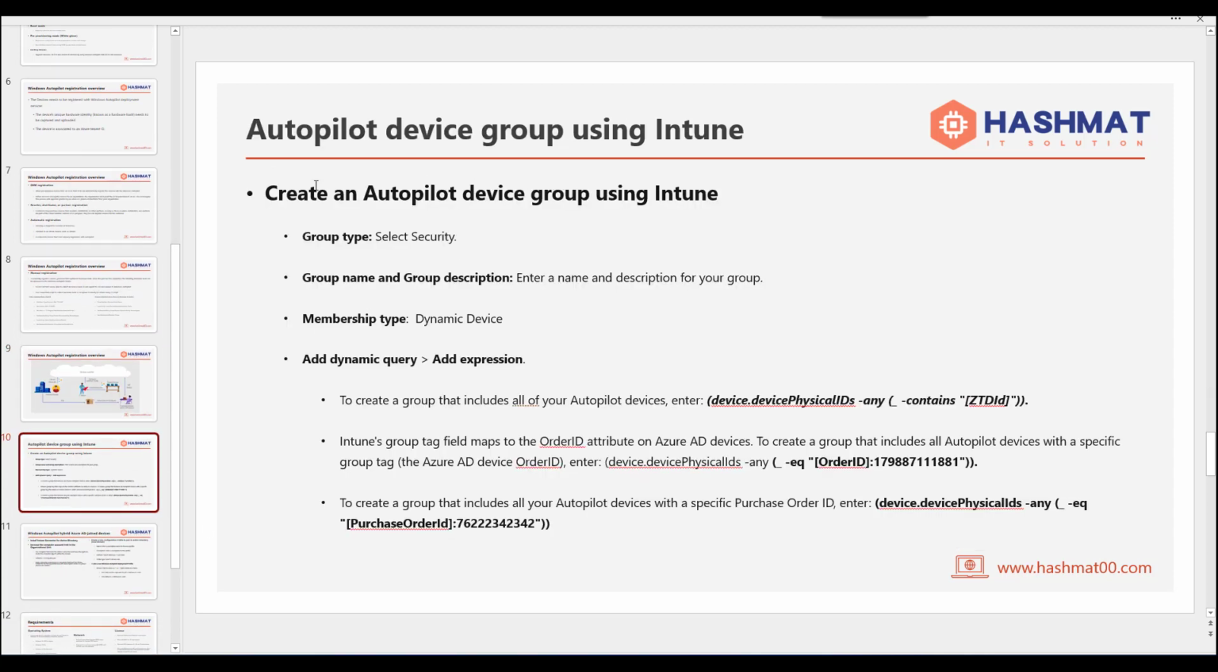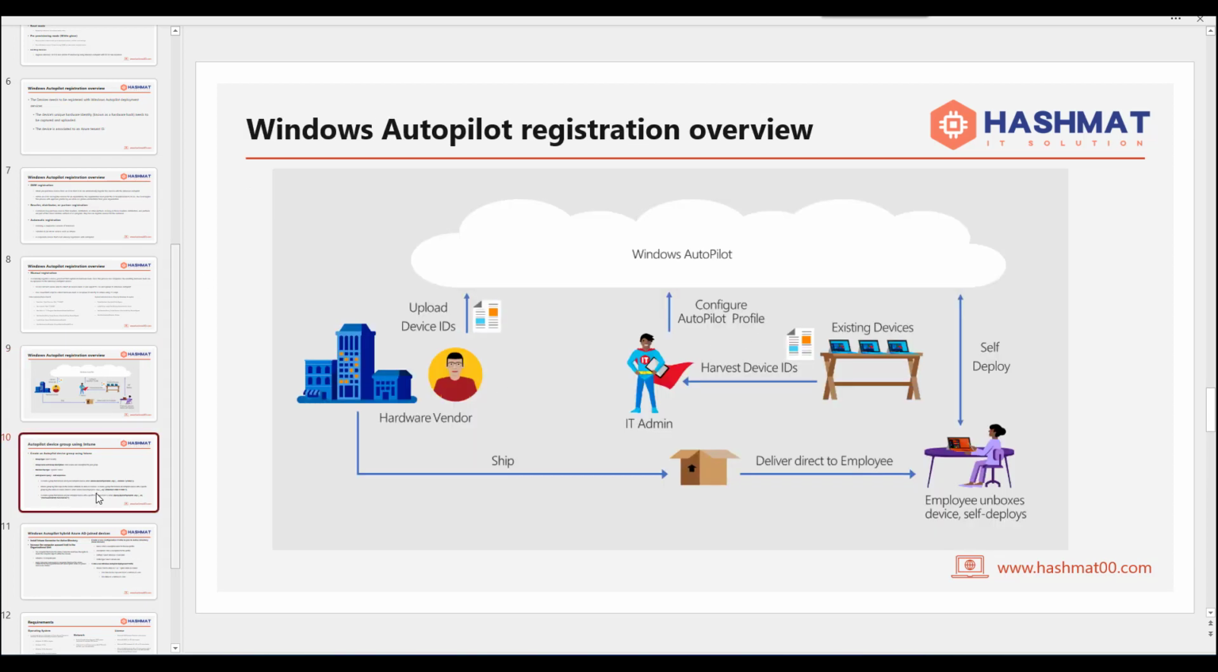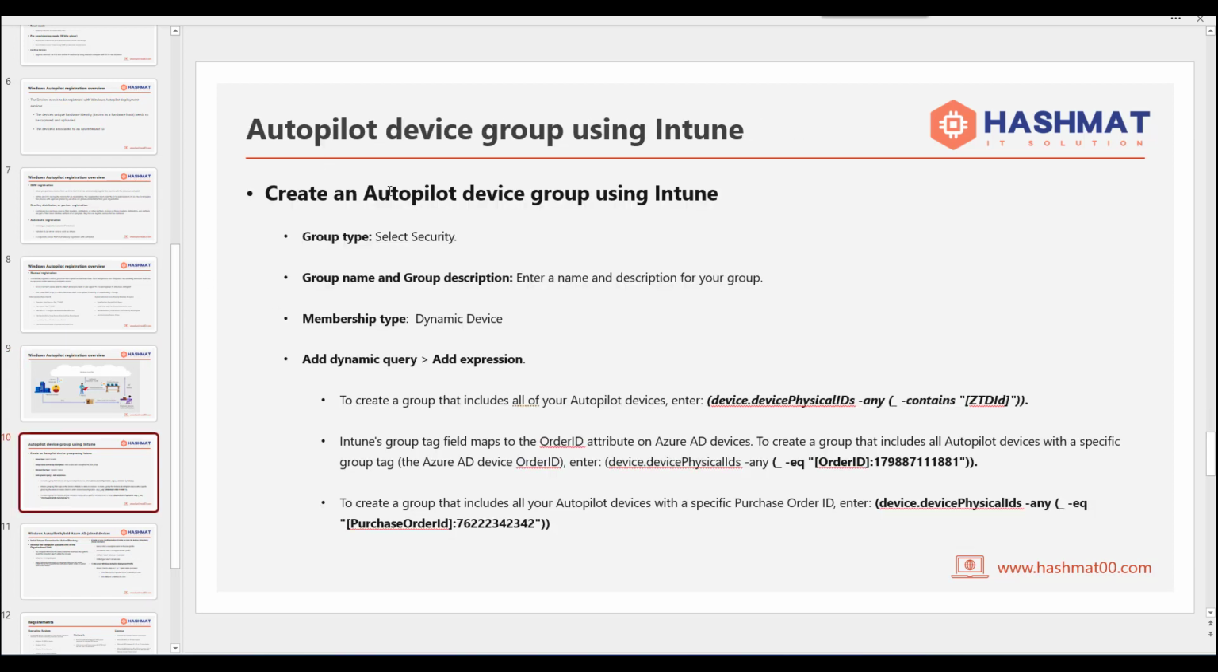For that, as I mentioned here, we need to create a group. We need to have a dynamic group for Autopilot, for devices that, once they are reset, come under OOBE as a new device. Even if you create a new device or you reset the device, we need to create a dynamic group in Intune and add a dynamic query.